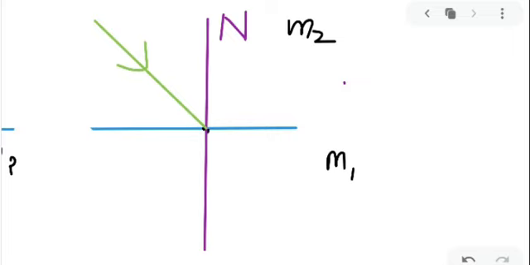Next, what will happen to the light ray in medium 1 as it moves from medium 2 to medium 1? In medium 2, the light ray is now moving in a less optically dense medium. So M1 is optically less dense compared to medium 2. So the light ray will make more angle, or will be deviated away from the normal. So this is what's going to happen.